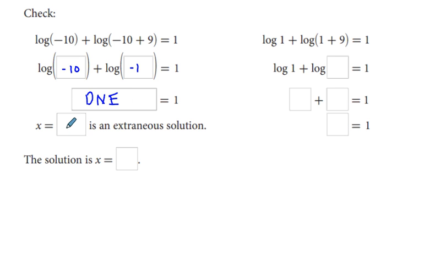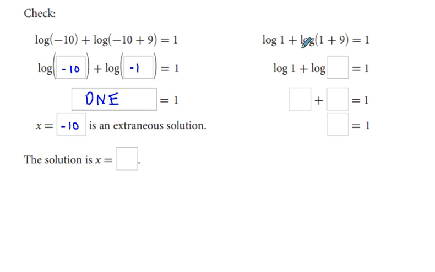So x equals negative 10 is what we call an extraneous solution. An extraneous solution is a solution that is created in the process of solving an equation. And you'll see this for logarithmic equations, sometimes for rational equations.